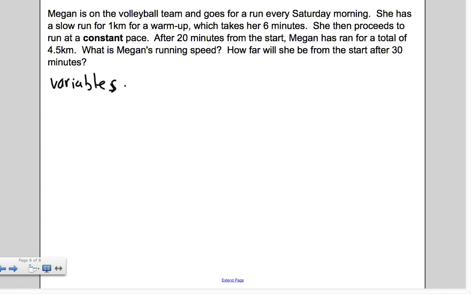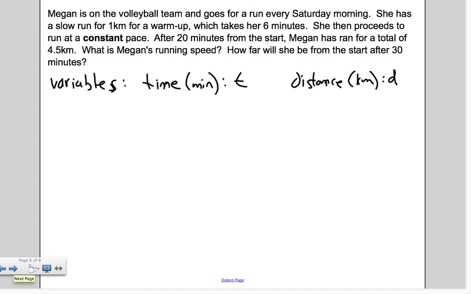So time, which is minutes. Right, so we'll call that t. And what's the other variable? Distance, D. Our distance is in kilometers, and we'll call that D.